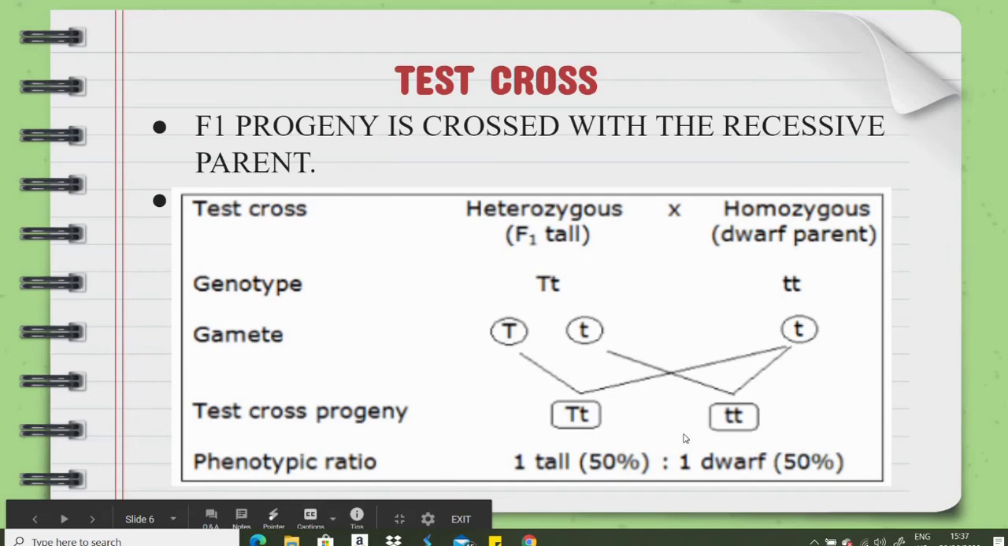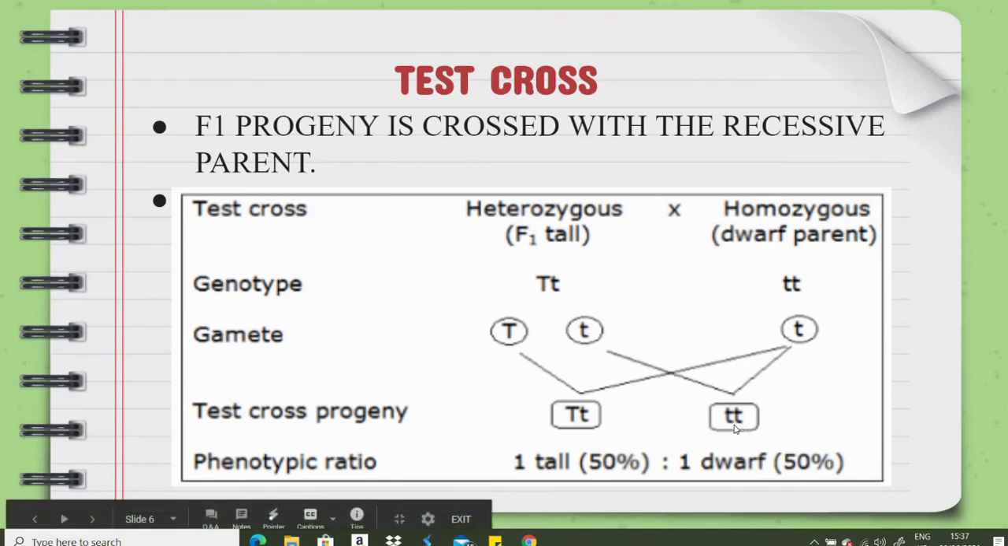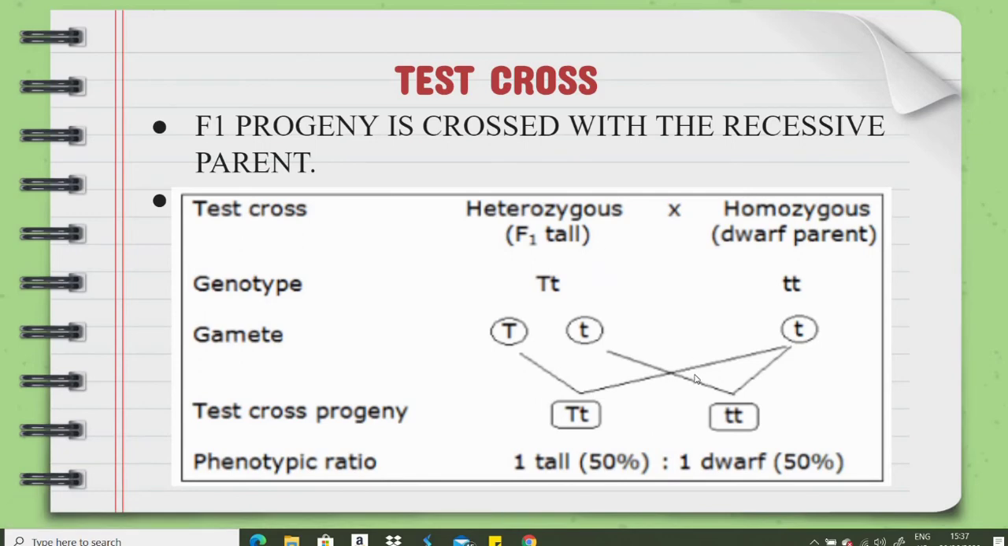Only 2 types of phenotypes are produced. One is heterozygous tall plants, the other one is homozygous dwarf plants, exactly like the homozygous dwarf parent. So the phenotypic ratio of test cross is 1 tall to 1 dwarf, 1:1. So this is a test cross in which the F1 progeny is crossed with the recessive parent. Such a kind of cross is called a test cross.